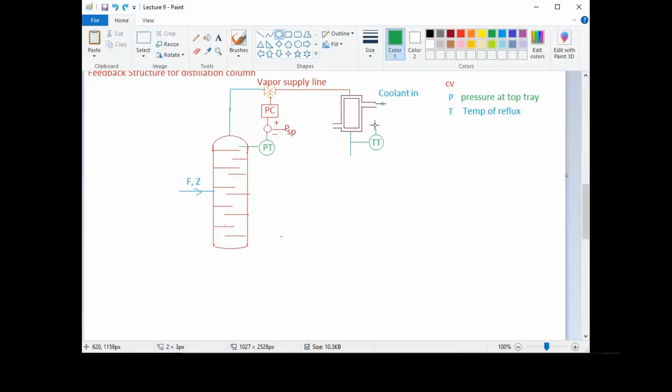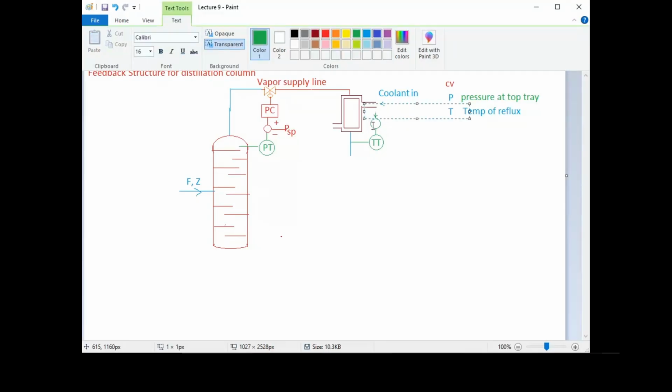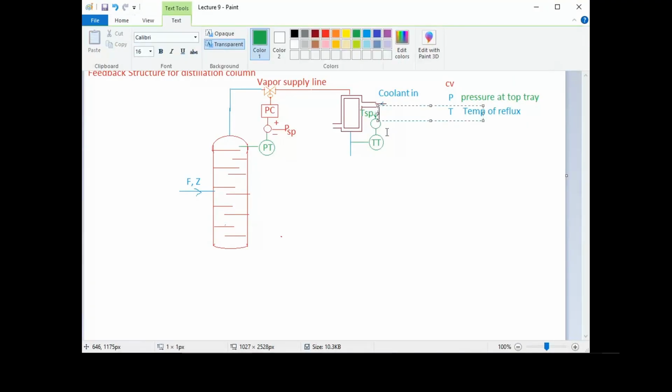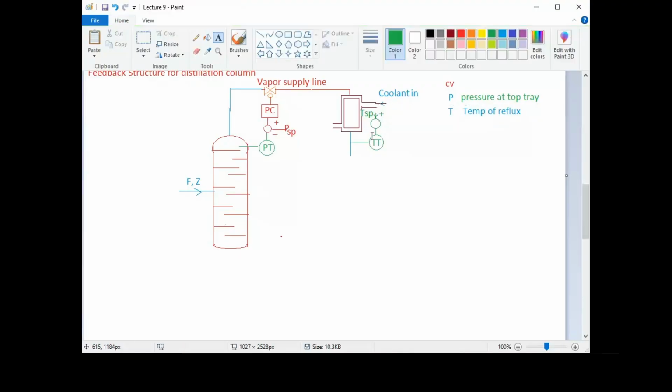So this will be compared with the set point value. So suppose this is the set point value. This is T set point. I hope you can understand this. T set point. Right. So this will be plus and this will be minus. You can do it. This will be minus.